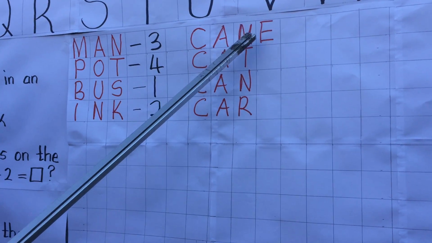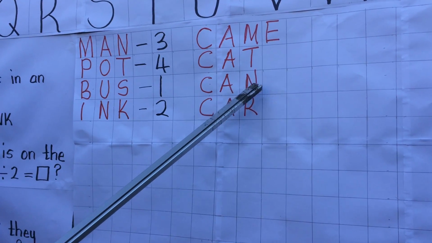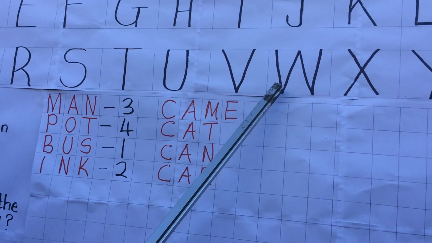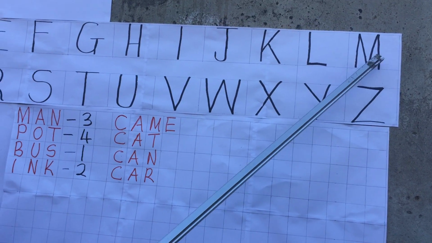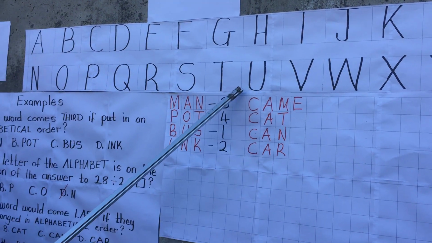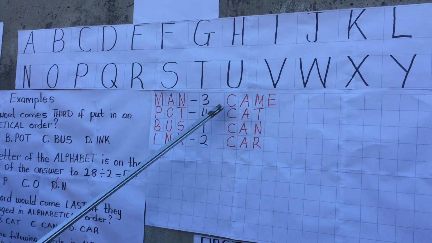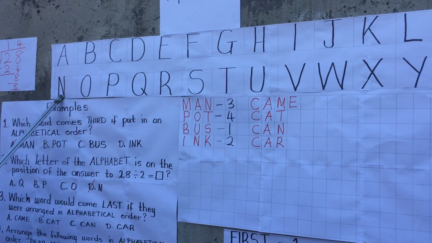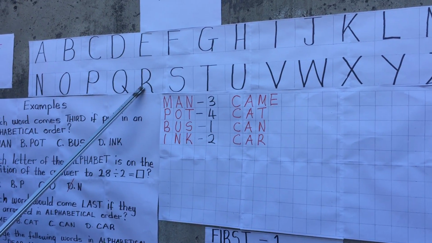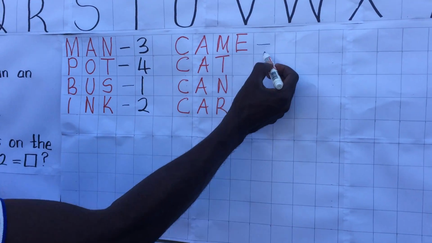There is M, there is T, N, and R. So on the alphabet, quickly, I'll point to where M is. M is there. So the next one is T. I'll point at T here. Then the next one, remember we are here, N. N is this side. The last one is R, the R there. So let's go there and check now.